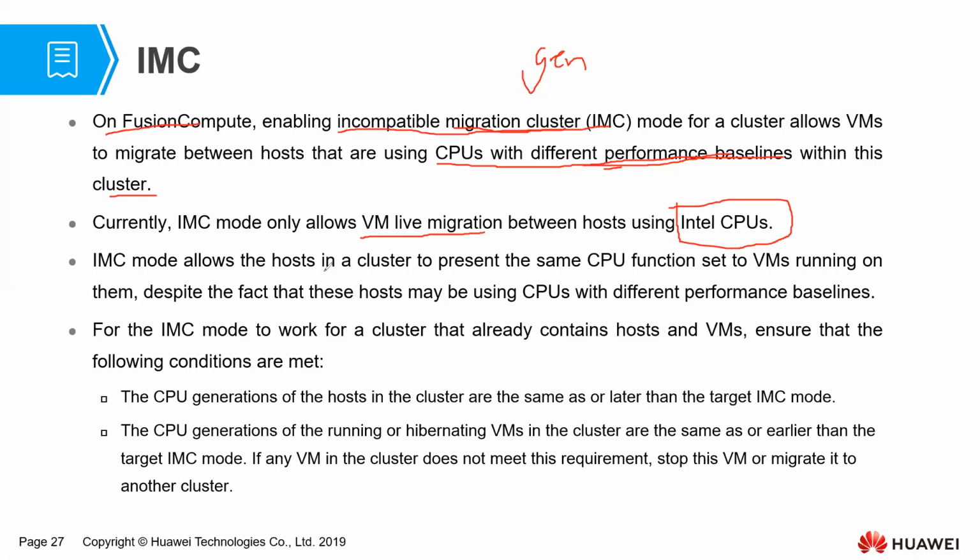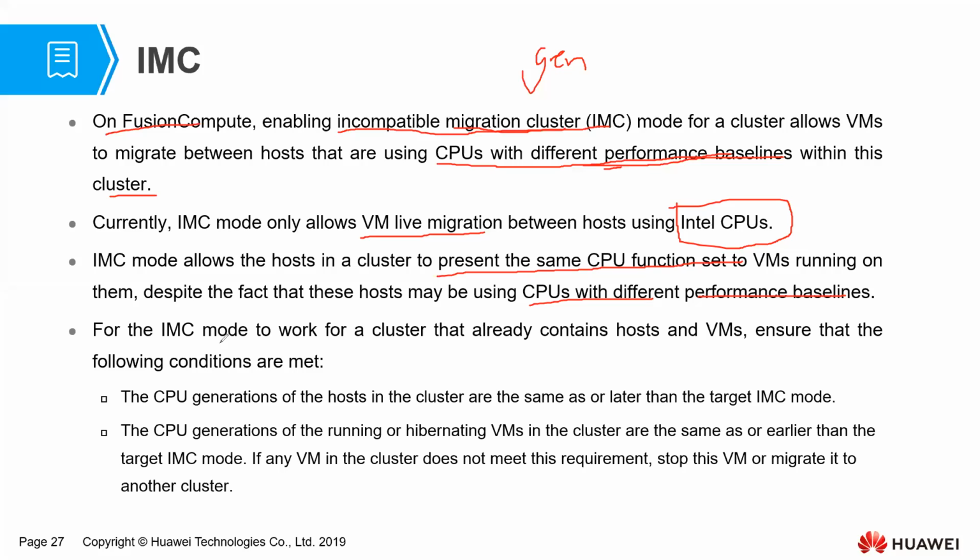IMC mode allows hosts in a cluster to present the same CPU function set to VMs running on them. It allows us to present the same CPU function set to VMs running on them, despite the fact that these hosts may be using different CPUs with different performance baselines.